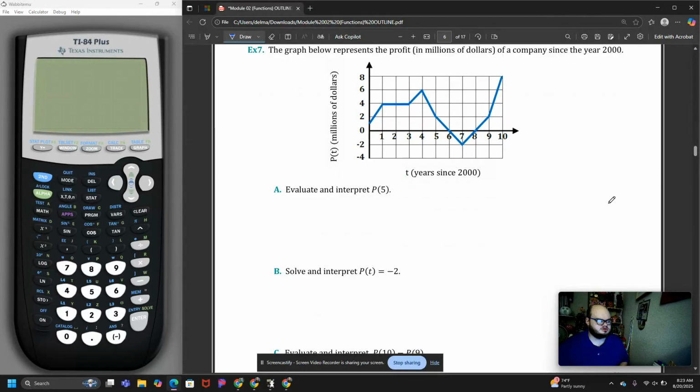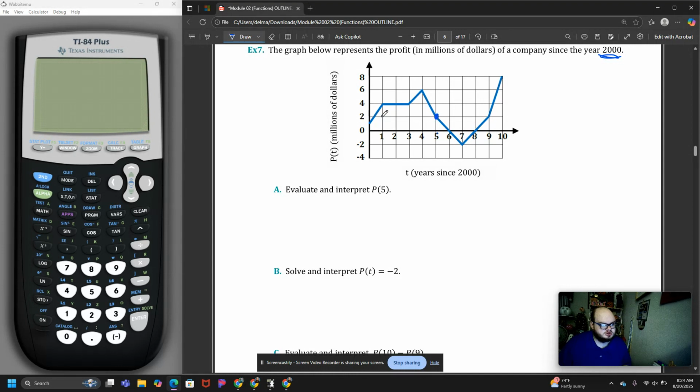Okay, now let's interpret from a graph. And I got one of these nice graphs. So the graph below represents the profit in millions of dollars of a company since the year 2000. Evaluate and interpret P of 5. Okay, so I'm looking for 5 years. Okay, so let's see, 5 years.